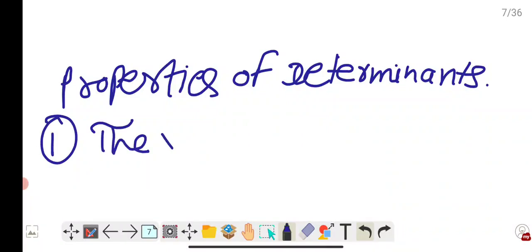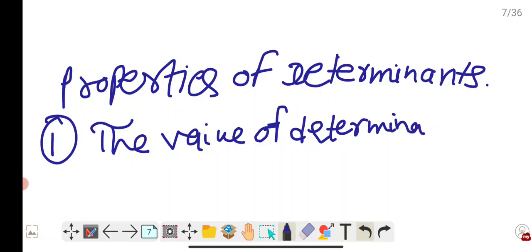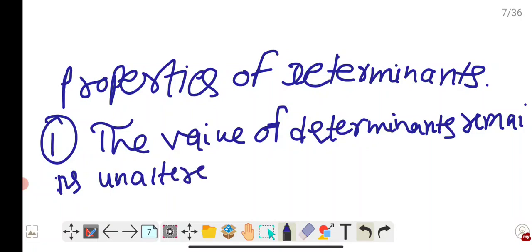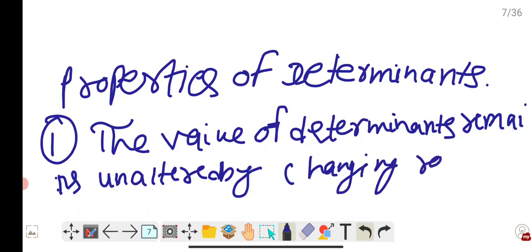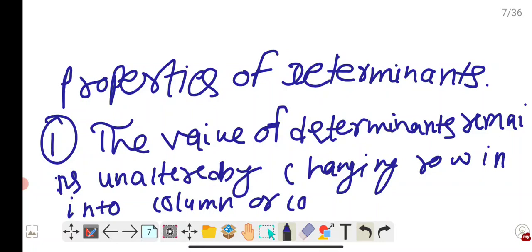The value of determinant remains unaltered by changing rows into columns or columns into rows. It will remain the same, that is simply the transpose.